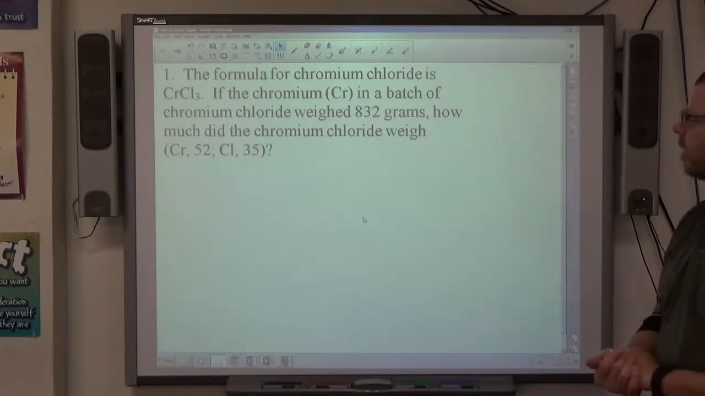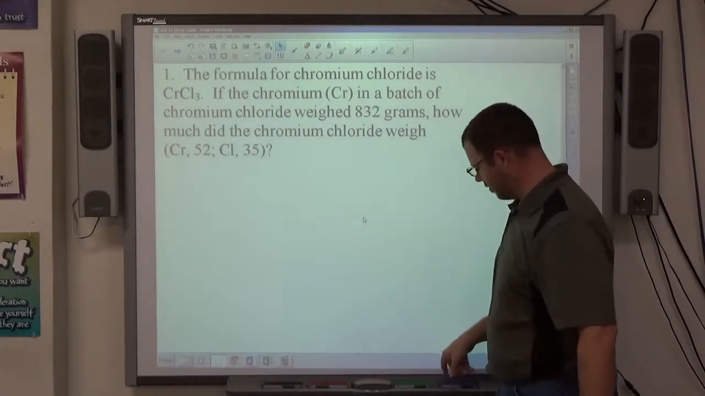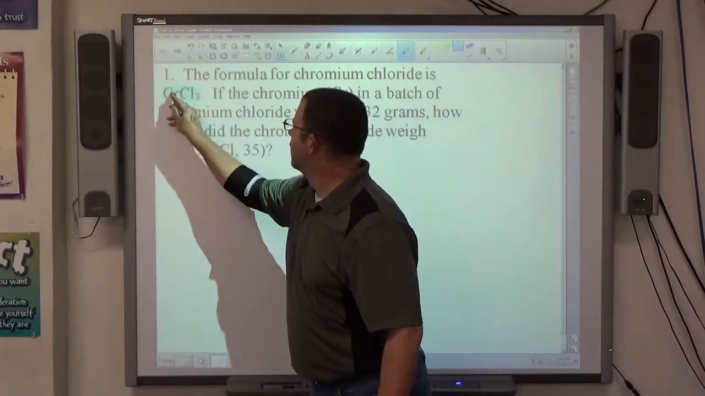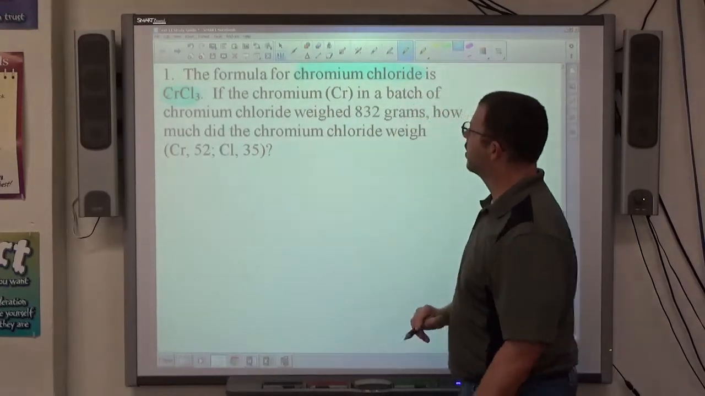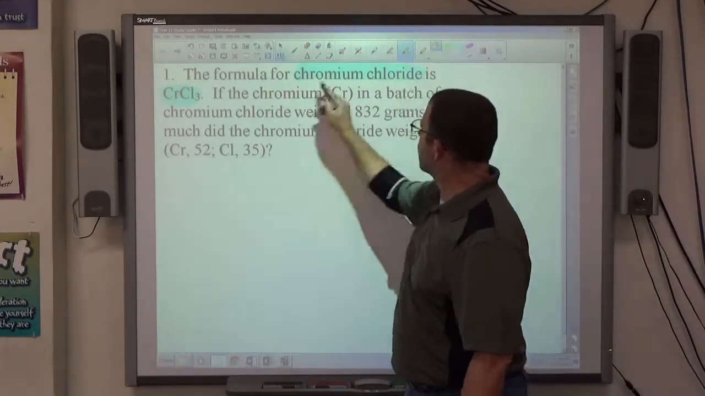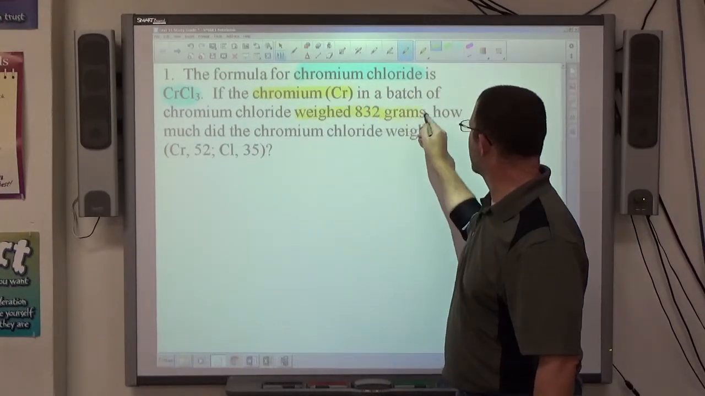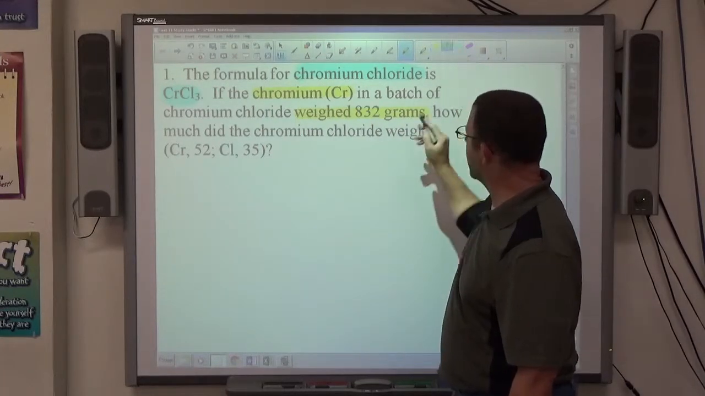Going on the Test 11 study guide, the formula for chromium chloride is CrCl3. So for the remainder of the problem, anytime we see chromium chloride, that's going to be CrCl3. It tells us the chromium, which is Cr, weighed 832 grams. And how much did the chromium chloride weigh?